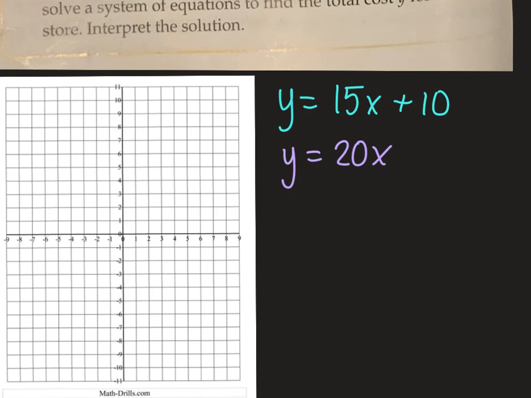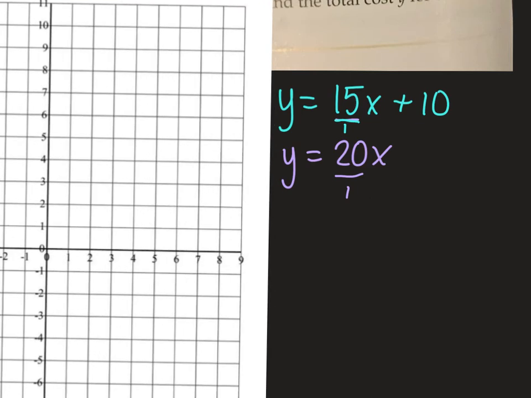Okay, so I know my slope is going to be 15 over 1 for one store and 20 over 1 for the other. I don't think I can count by ones, and I know I'm going to have to start at 10. Should we count by tens? Okay, let's go 10, 20, 30, 40, 50, 60. I don't know how far we're going to have to go. Okay, and we'll keep these 1, 2, 3.